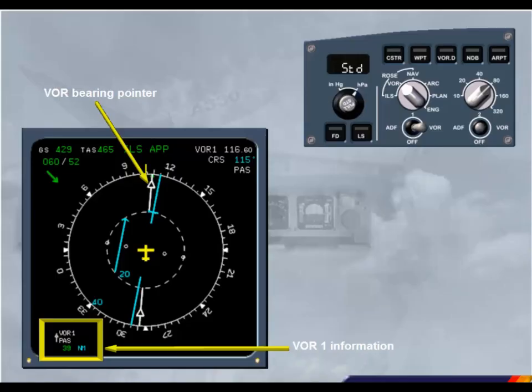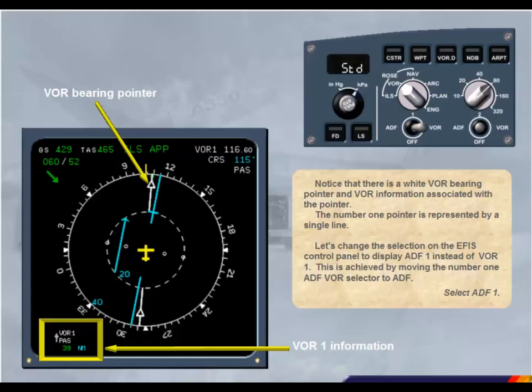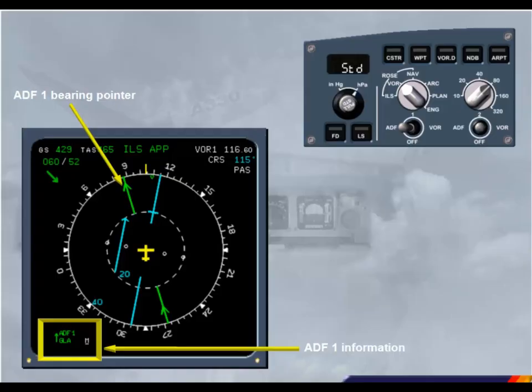Let's change the selection on the EFIS control panel to display ADF1 instead of VOR1. This is achieved by moving the number 1 ADF VOR selector to ADF. Select Automatic Direction Finder 1. The white VOR bearing pointer has been replaced by a green ADF bearing pointer. The VOR information on the bottom left of the display has been replaced by ADF1 information. Notice that the selection of the pointer has not removed the deviation information for VOR1.